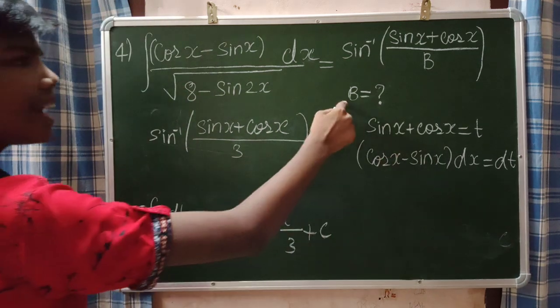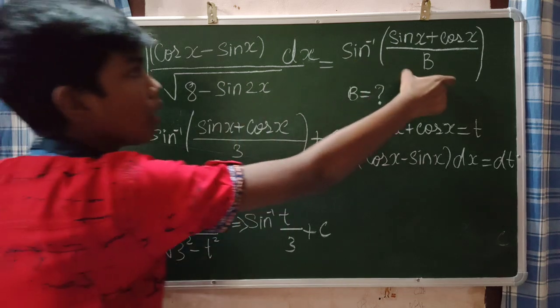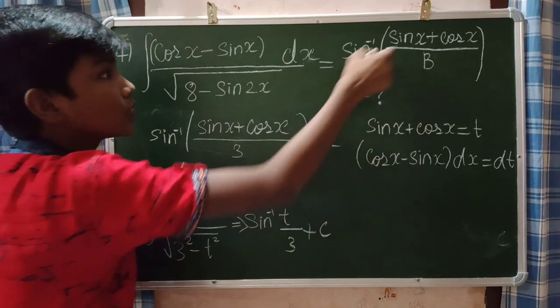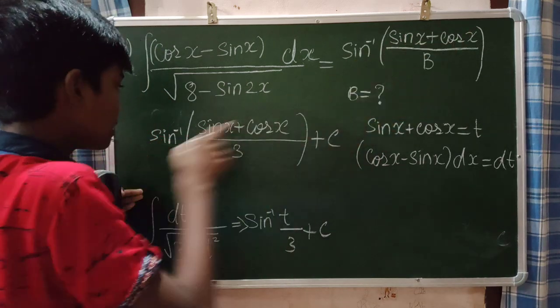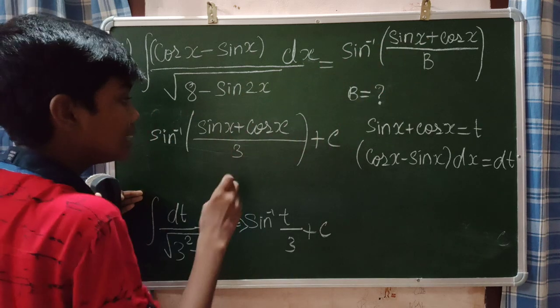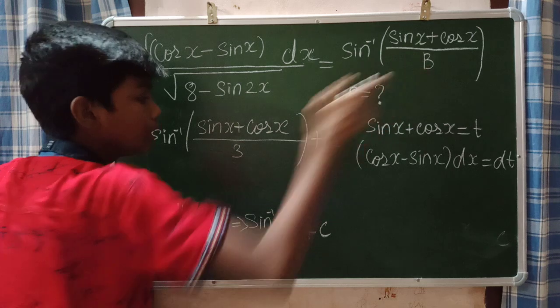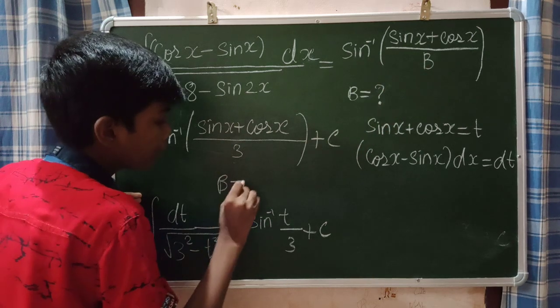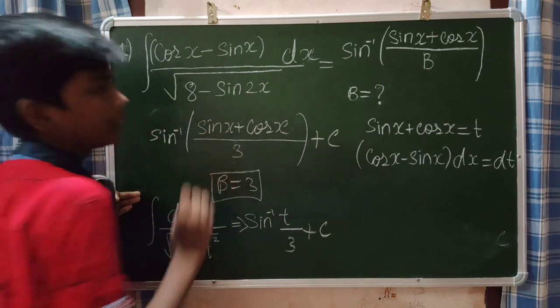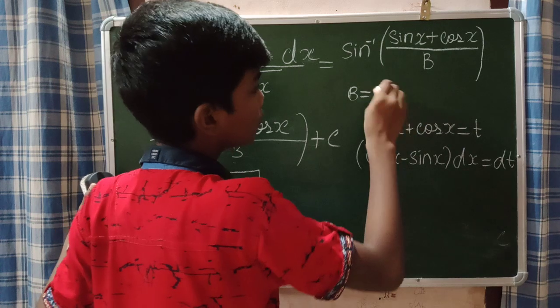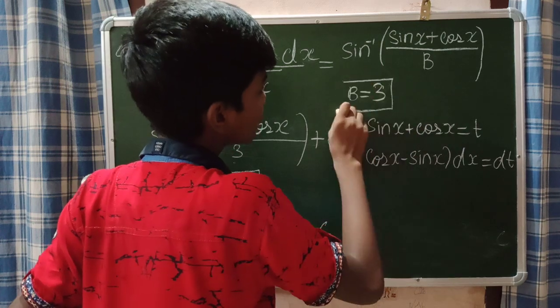Now see here, guys. They are asking what is the value of b, right? So this form looks like this form, which is sin inverse of sin x plus cos x divided by b. This form is the same as this form, which means b should be 3, right? Because this denominator is the same, b should be 3. That means b should be equal to 3. So that is the answer.